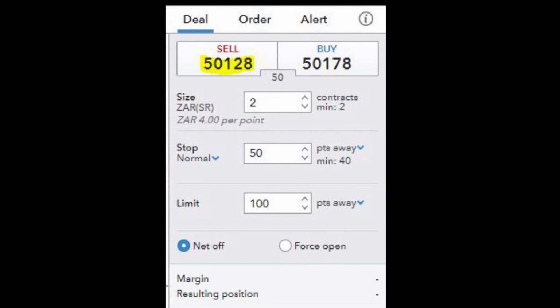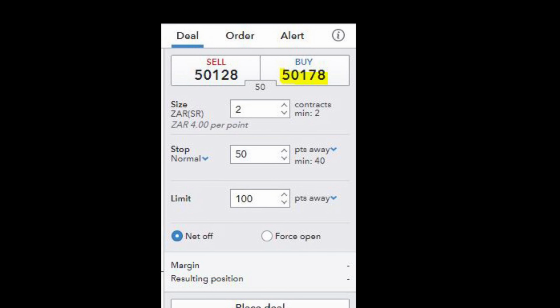Okay, we're just quickly going to now look at market orders. In our first screen here, we have the highlighted portion for sell. So in our market order, if we were looking to sell immediately at 50128, we would just simply press sell. However, should we want to buy, we would just tick the button which is highlighted, 50178, and we would be entered into a position at that price.